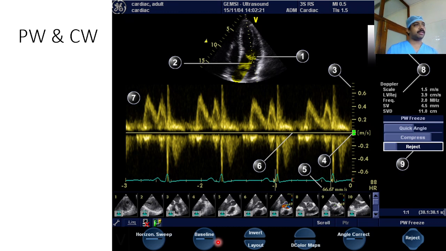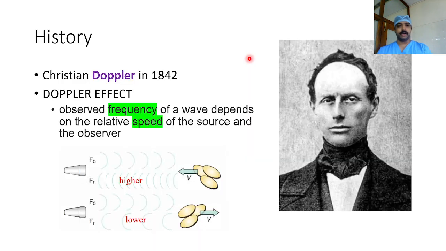So this is how the Doppler screen looks, and we will see the spectral Doppler image here and the sample volume we put here. History of Doppler: it was initially described by Christian Doppler. The name comes from the person who discovered and described the Doppler effect. It came in 1842, and it is based on the principle of the Doppler effect. So what is the Doppler effect?